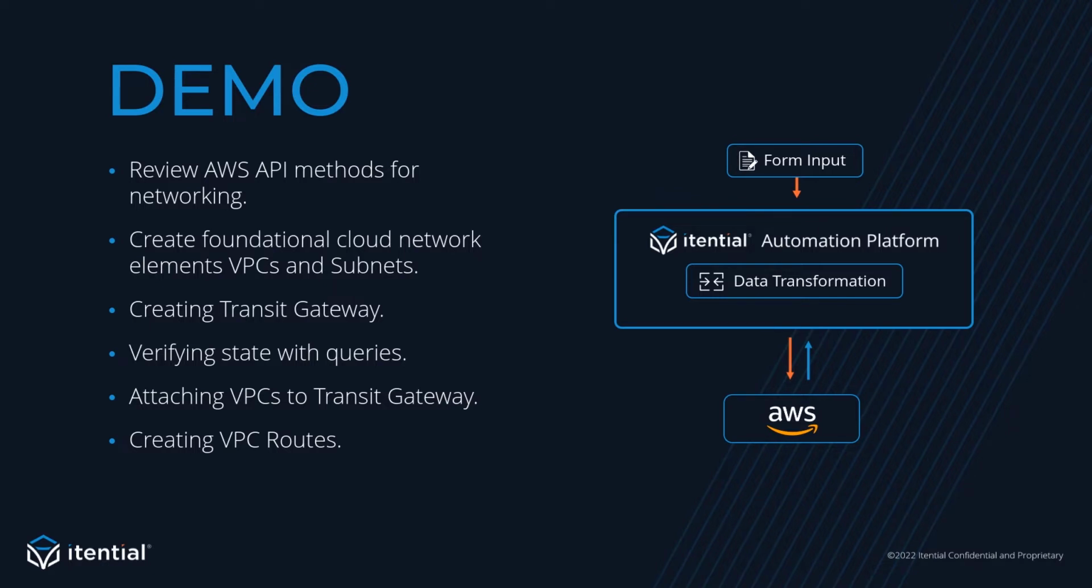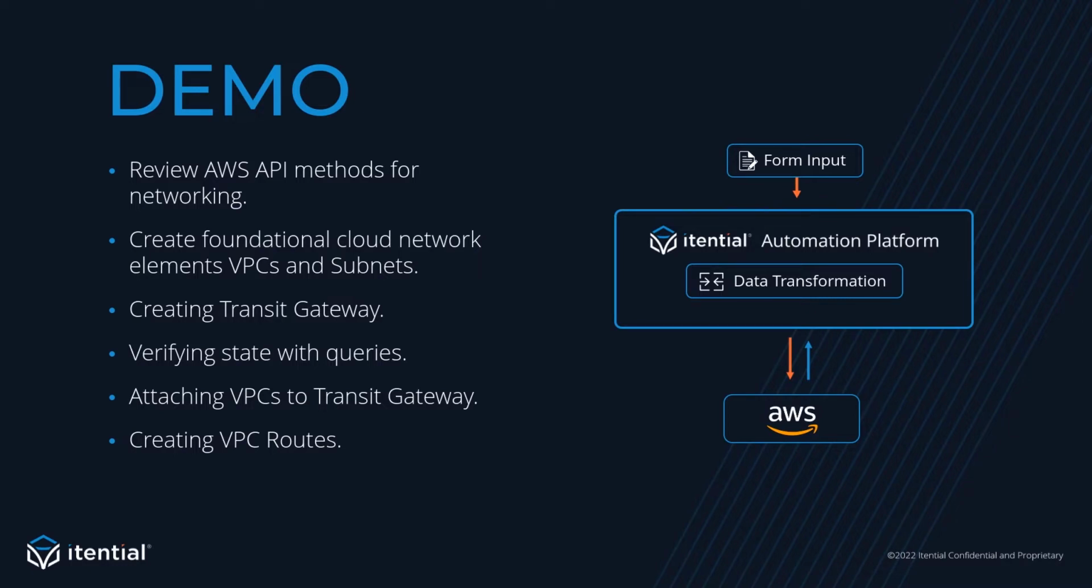We'll take a look at some of the foundational cloud network elements. Of course, there's a lot just in AWS, starting with VPCs. We're going to use VPCs and subnets today because they are prerequisites for creating a transit, not for creating a transit gateway, but attaching to a transit gateway. And so that's the other thing we'll be doing, creating a transit gateway in an automation.